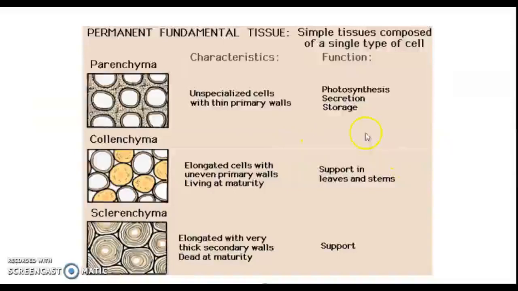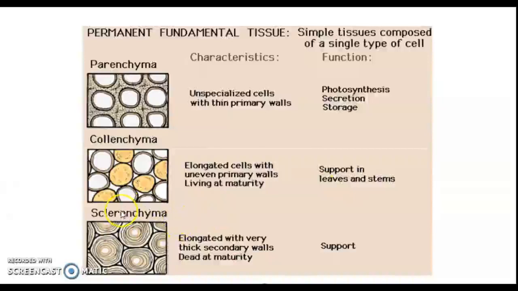Now, let's revise what we learned. We learned about simple permanent tissue, the three types of simple permanent tissue, that is parenchyma, collenchyma and sclerenchyma. So, what are the characteristics of parenchyma? They have a thin primary cell wall and they are used in photosynthesis and storage and also for support. The collenchyma are elongated cells. They have an uneven primary cell wall and they are used for support in stem and leaf.